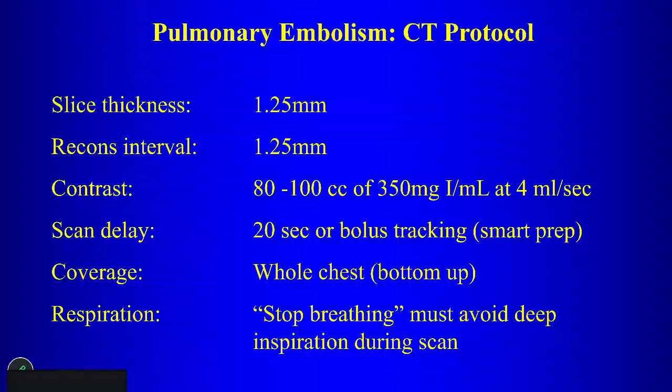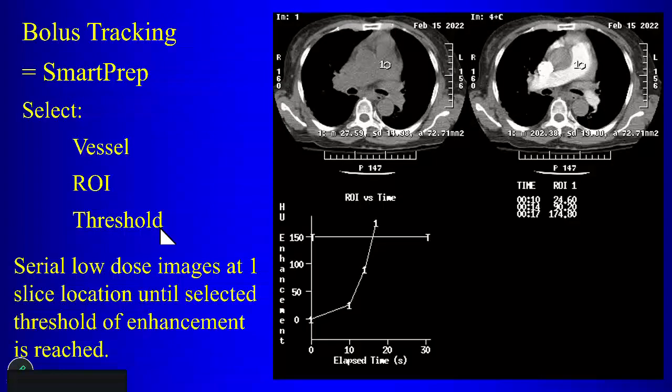But that's why, if protocols are carried over, you will see that when you look at a PE protocol, it goes from the bottom up as opposed to all your other chest CTs that go from the top down. Okay, and that's the reason for that. The best instruction, actually, when you're doing a CT for PE is not take a deep breath, but stop breathing. Don't breathe, stop breathing, or if the patient can't hold their breath, breathe very shallow. We'll get to why that is.